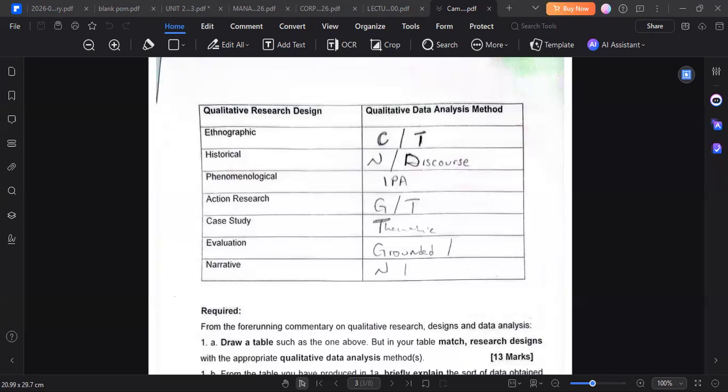Action research, you're looking at problem solving, real problems. So you use grounded theory and thematic analysis. Case study, you're looking at an in-depth case. You can use within or cross. Here you're using themes. Evaluation, you want to see the effectiveness, so you can use content and thematic. And the narrative, you're using stories. So this is what we did last week.